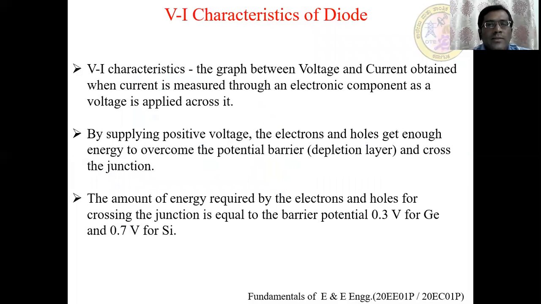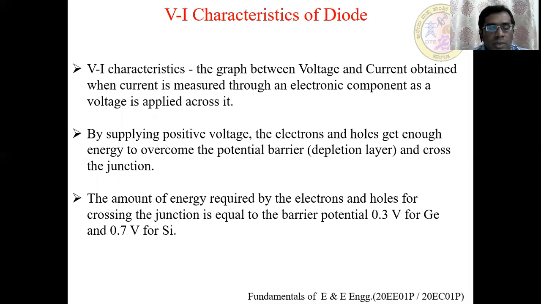So, VI characteristics of the diode. VI characteristics are nothing but the graph between the voltage and the current obtained when the current is measured through an electronic component as the voltage is applied across it. By supplying a positive voltage, the electrons and the holes get enough energy to overcome the potential barrier, or the depletion layer, and cross the junction.